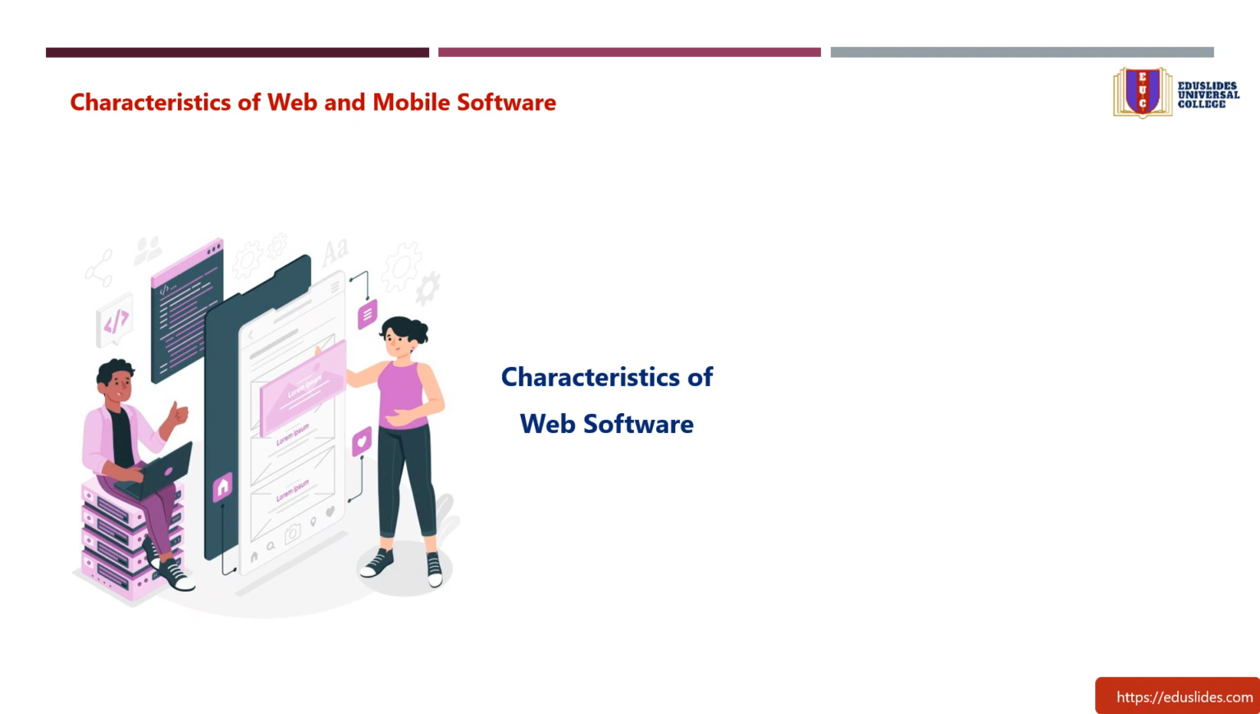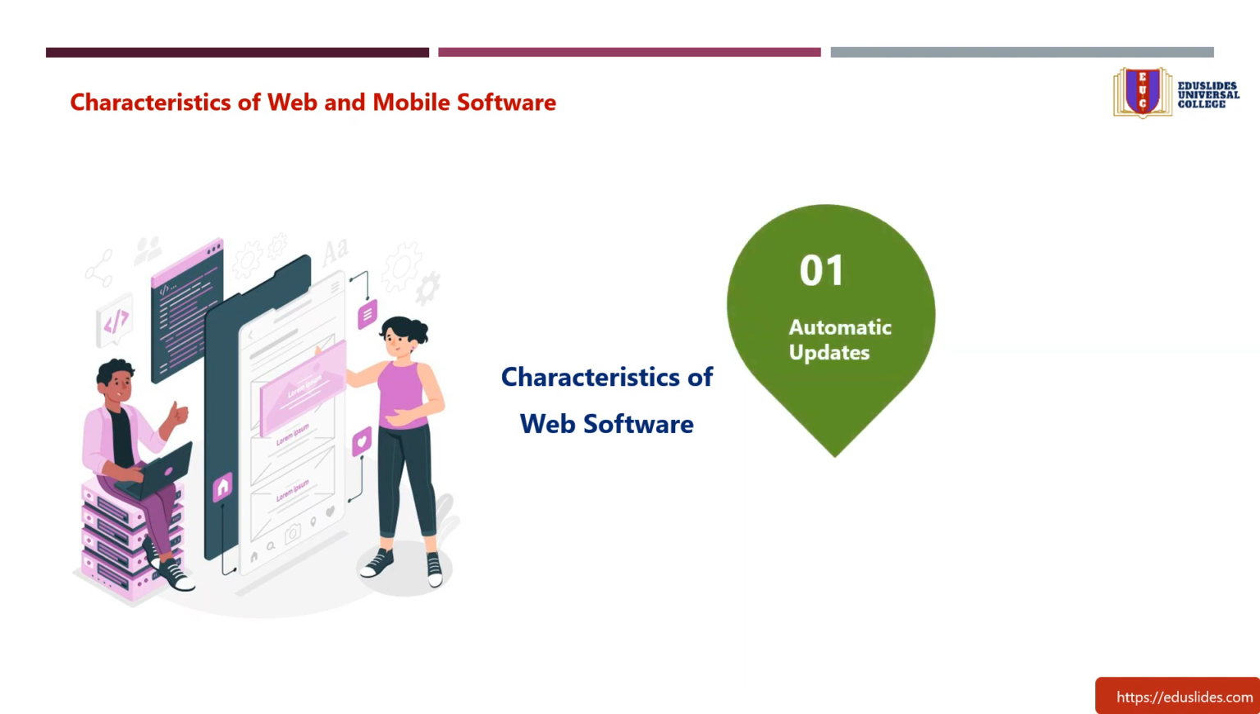Characteristics of web software. 1. Automatic updates. Web apps are updated automatically on the server side, meaning users always have access to the latest features without needing to manually download or install updates. 2. Centralized data storage. Data in web applications is stored remotely on servers, which helps with efficient data management, backup, and security. This also ensures that users always access the most up-to-date version of the application.